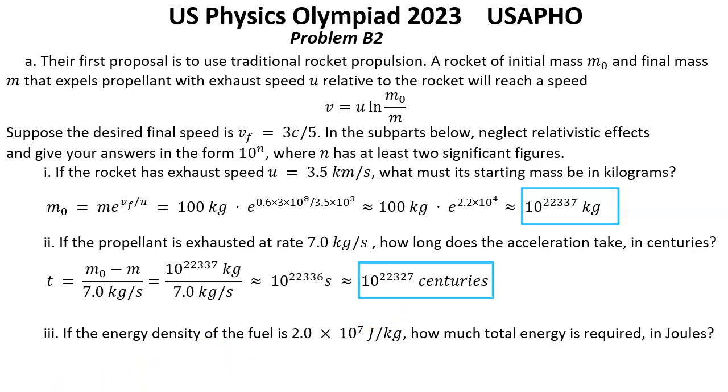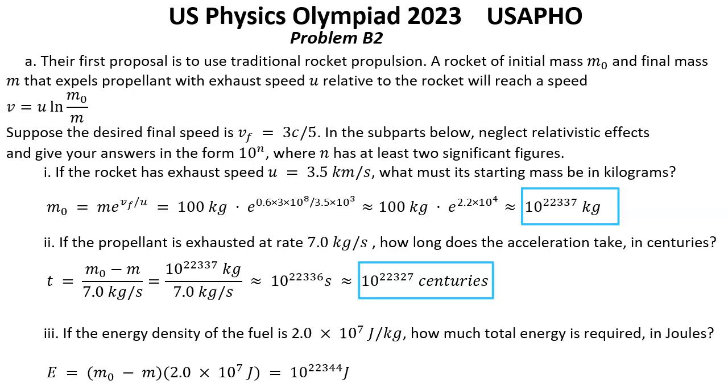Question 3. If the energy density of the fuel is 2.0 multiplied by 10 power 7 joules per kilogram, how much total energy is required in joules? Solution. Here we can use the equation mass difference multiplied by energy density of the fuel, which finally gives us 10 power 22,344 joules. That's the answer for question 3. So we finished with part A.